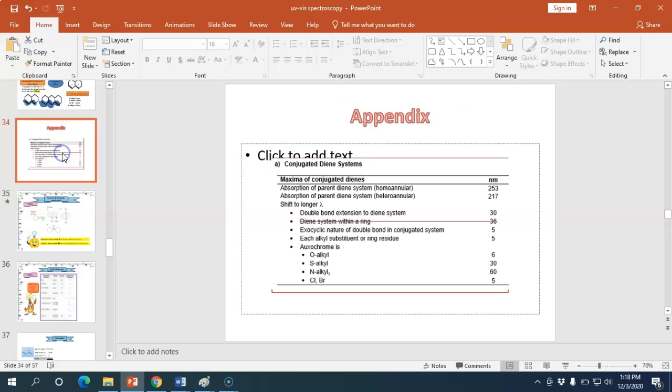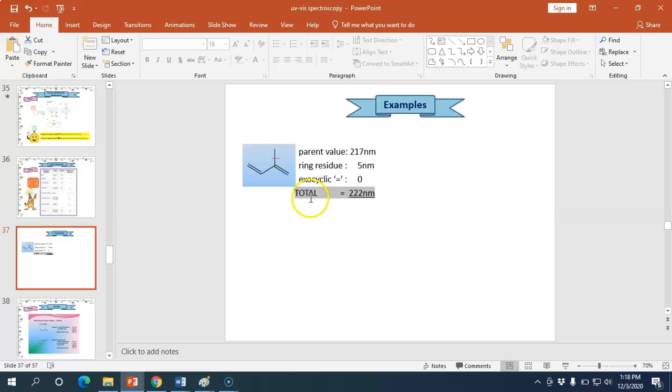Ring residue in the table, each alkyl substituent or ring residue, the value is 5. Okay. So you must total or sum up parent ring and exocyclic. Okay, for exocyclic double bond, there is no exocyclic double bond because there is no complete ring.